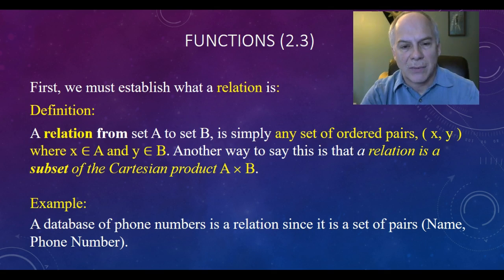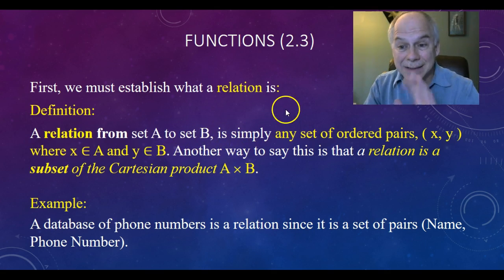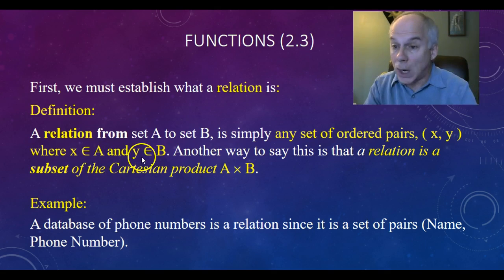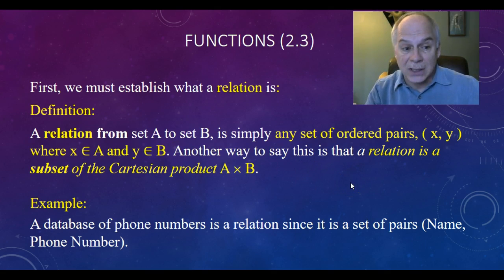So a relation, according to the definition here, from set A to set B is simply any set of ordered pairs x and y, where x is an element of set A, and y is an element of set B. Another way to say this, a relation is a subset of the Cartesian product, A cross B.